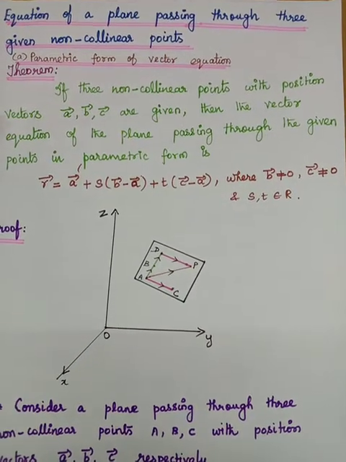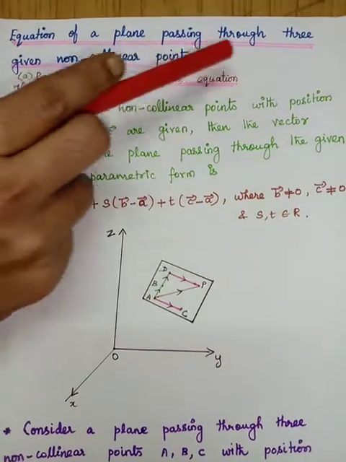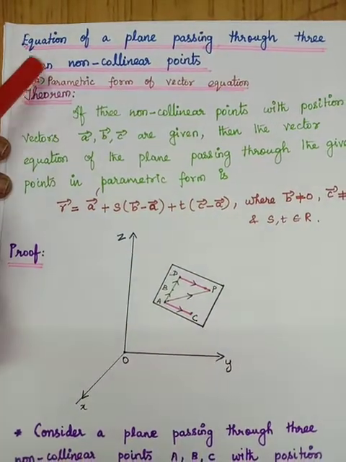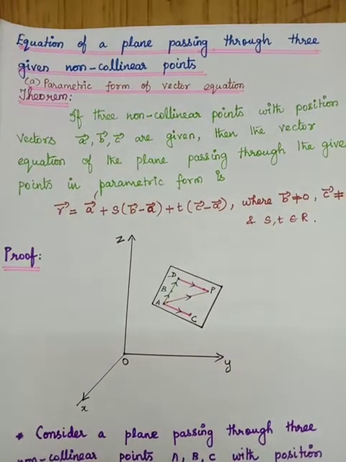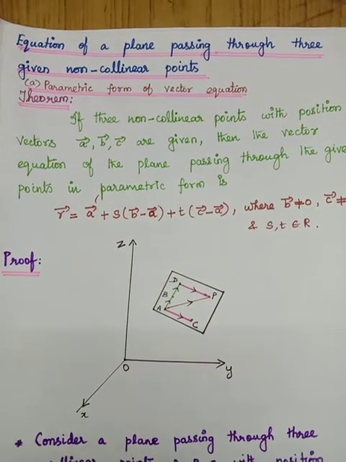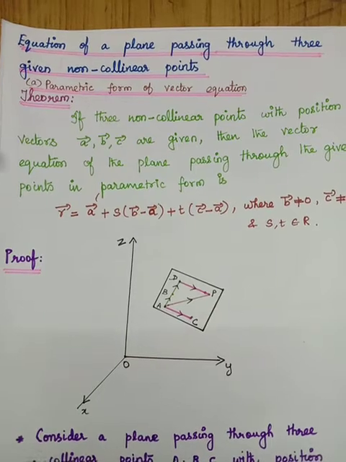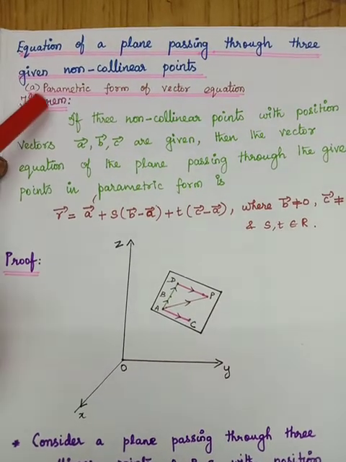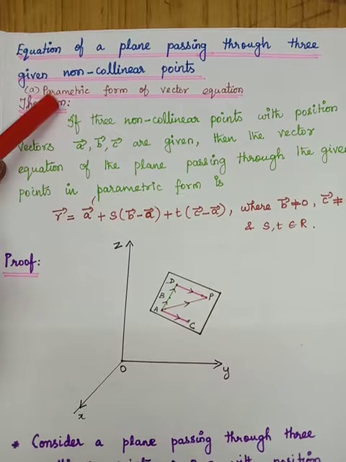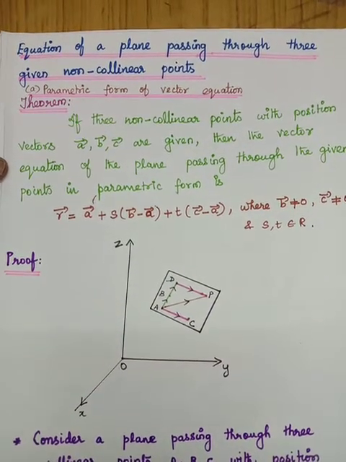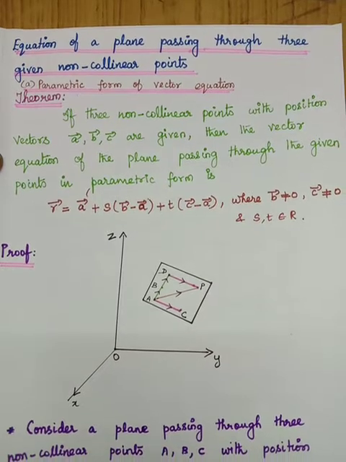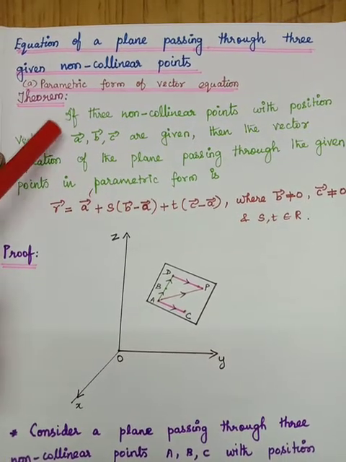See, the equation of a plane passing through three given non-collinear points. So see, three non-collinear points are given. How to write the equation of the plane? First we are going to discuss the parametric form of the vector equation of the plane when three non-collinear points are given. See the theorem.